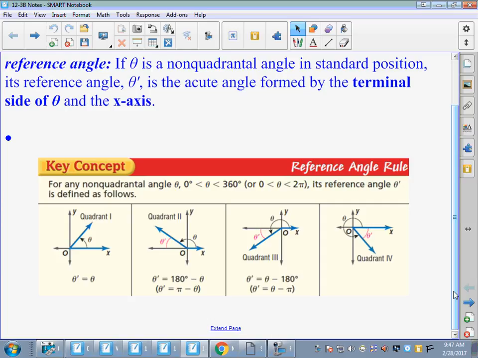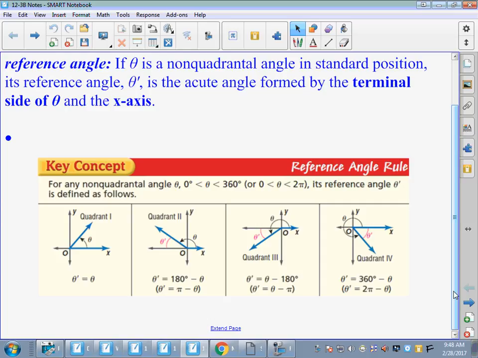And in quadrant 4 now, we're not really closer to 180. We're actually closer to 360. So we're not going to use 180 in our calculations. We will subtract theta from 360 to get theta prime. It's really kind of a common sense thing. You're looking for that leftover amount with 180 or 360. Sometimes it's 180 take away theta, and other times it's theta take away 180.